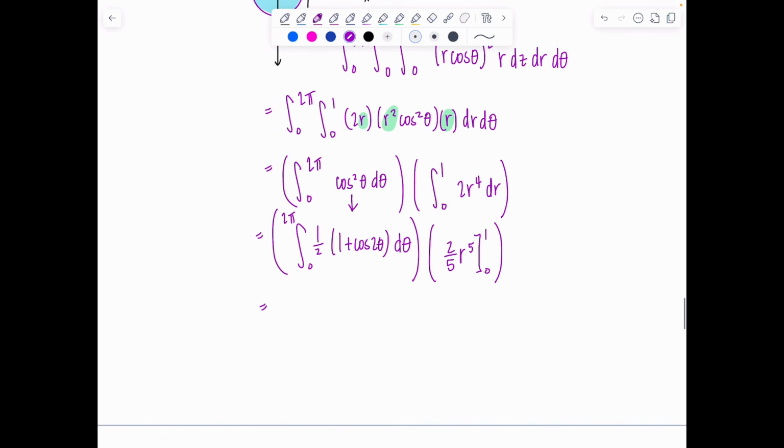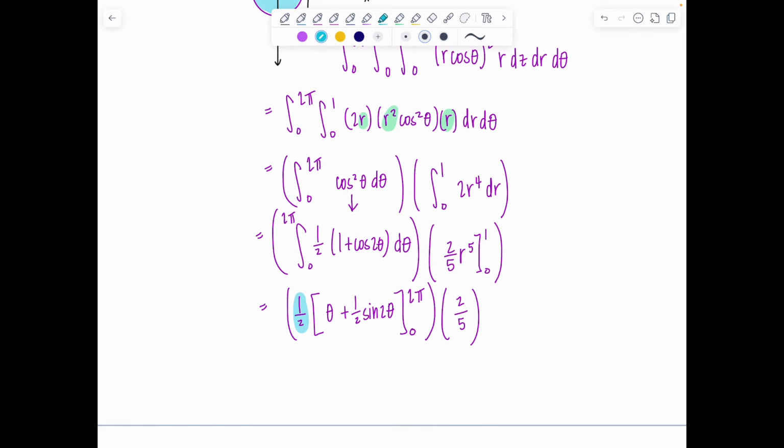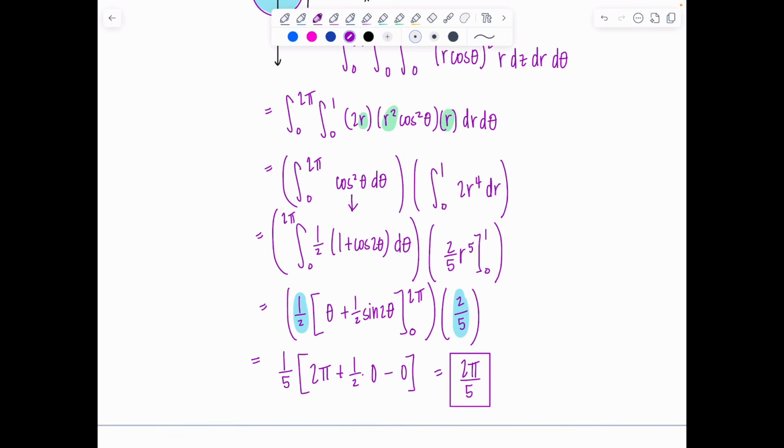So this is going to give me 1/2 times theta plus 1/2 sine 2 theta evaluated from 0 to 2 pi. And then this is just 2/5. Beautiful. So 1/2 and 2/5 will cancel. I'll just get 1/5. And then we have 2 pi plus 1/2 times sine of 4 pi, which is 0, minus a bunch of zeros. So this just gives me 2 pi over 5. Hopefully evaluating them is not the hard part, huh? Okay, good, good. Let's look at another.